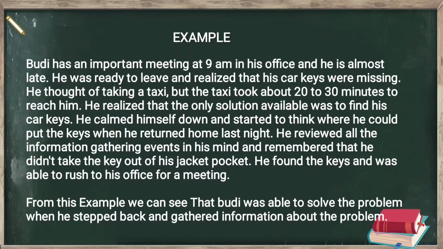So from this example, we can see that Woody was able to solve the problem when he stepped back and gathered information about the problem. This example presents the detailed 4-step process for gathering information that I have described, starting from collecting and analyzing information and data until confirm findings.